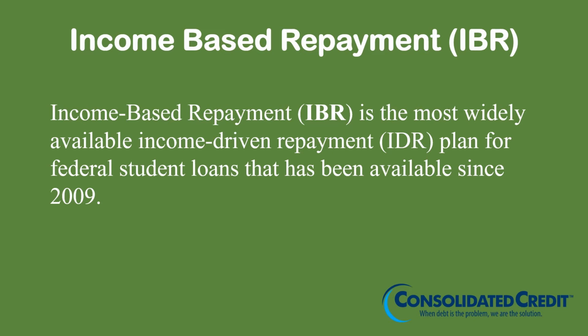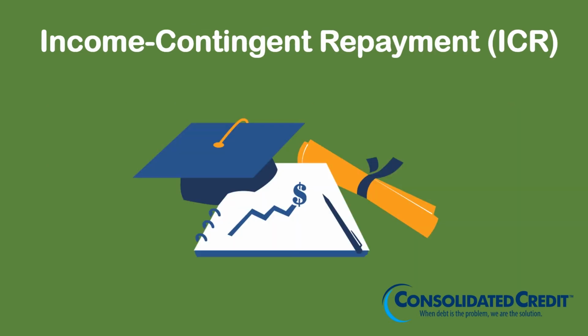Unlike with IBR and PAYE, which I will talk about next, your income doesn't affect your qualification for Income-Contingent Repayment, which is ICR. Only borrowers with federal direct loans can sign up, but if you have other types of federal loans, you can become eligible by combining them into a federal direct consolidation loan. Your income, tax filing status, and the number of people in your household determine your monthly payment under Income-Contingent Repayment. It's capped at 20% of your discretionary income or the amount of your fixed monthly payments on a 12-year loan term, whichever is lower.